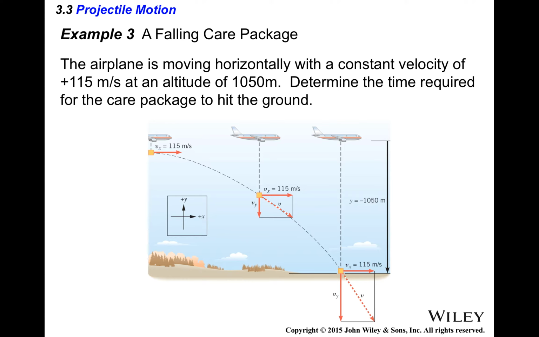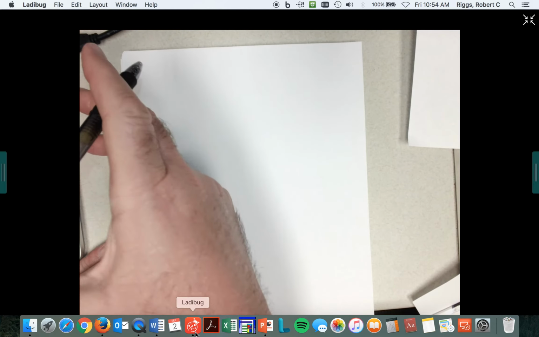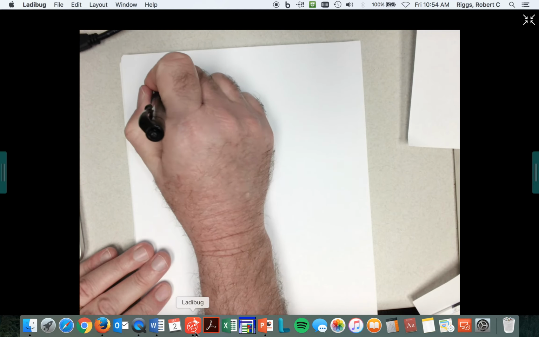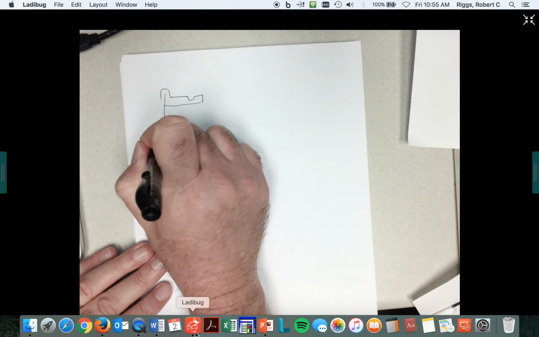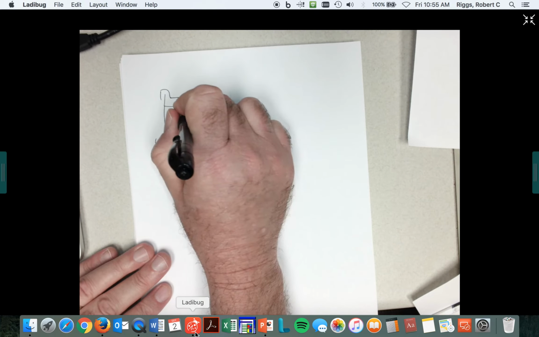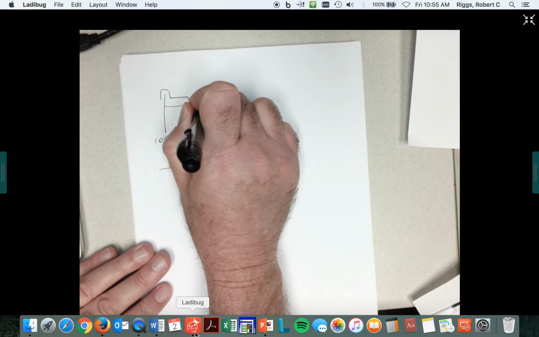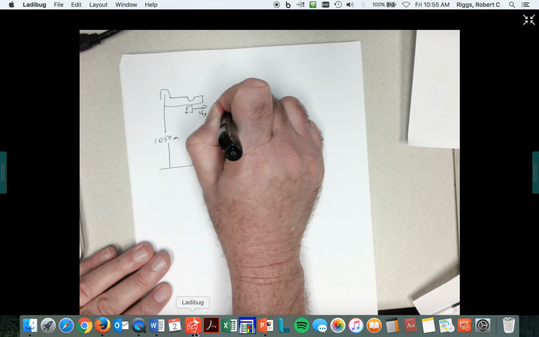I'm going to do it with my ladybug and then show you the slides. So they told us an airplane at a height of 1,050 meters drops a package that has an initial velocity in the x direction of 115 meters per second.